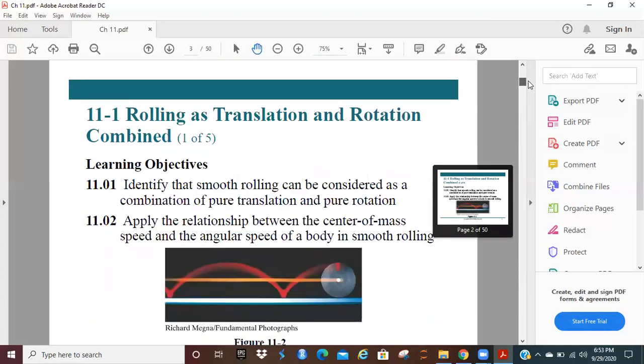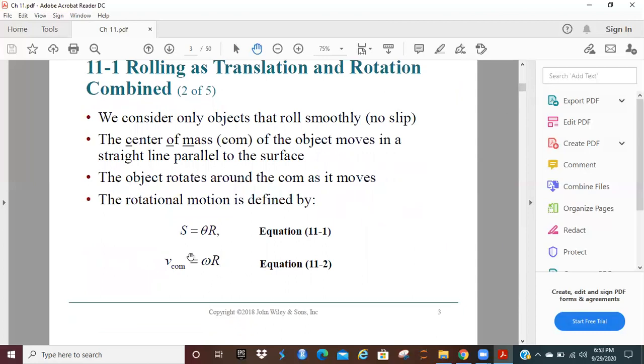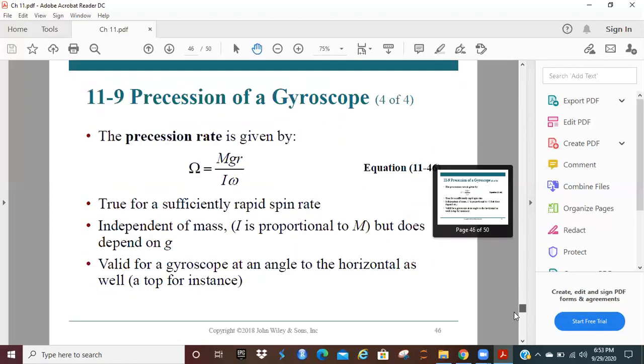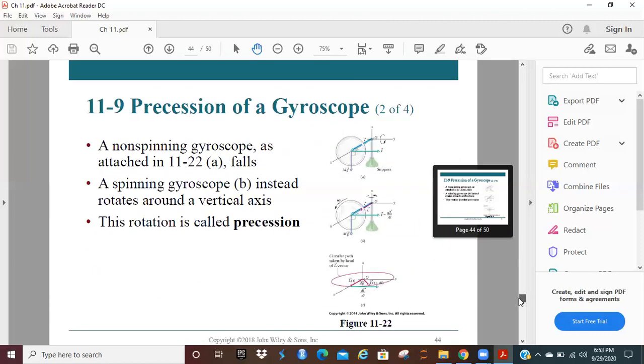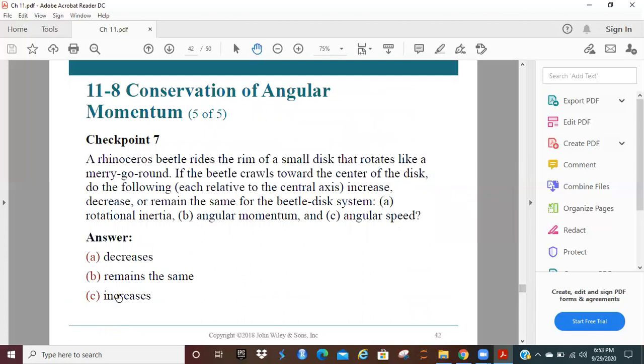Let's go all the way back here. What's happening here to the radius? The radius of that thing is beginning to get smaller. Because of that, the angular velocity of that particular beetle is going to increase.